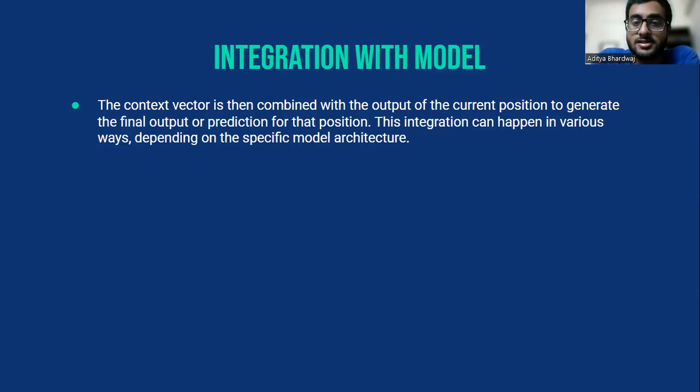Next one is the integration with model. The context vector, which is formed, is then combined with the output of the current position to generate the final output or prediction for that position. The integration can happen in various ways depending on the specific model architecture.